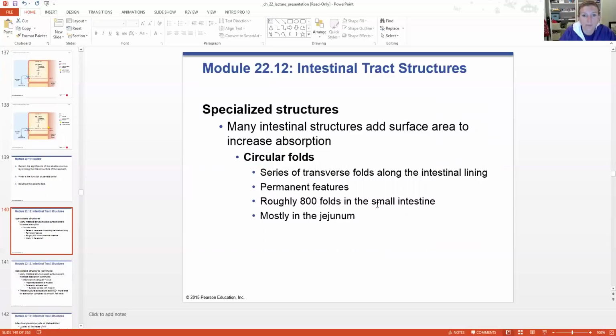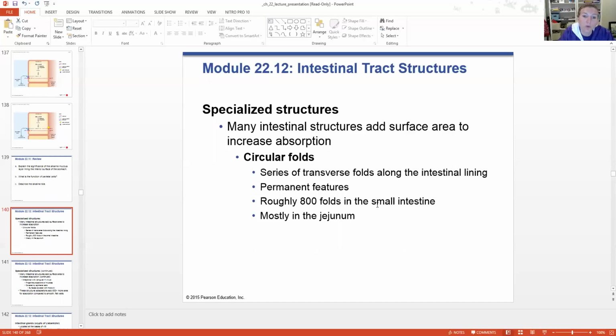So once we get past the stomach, the major goal now is to continue the breakdown of food and absorb the nutrients. So there are several structures included in our digestive tract to increase surface area. And when we increase surface area, we're increasing the ability to absorb nutrients.